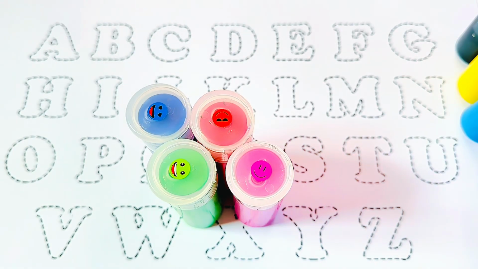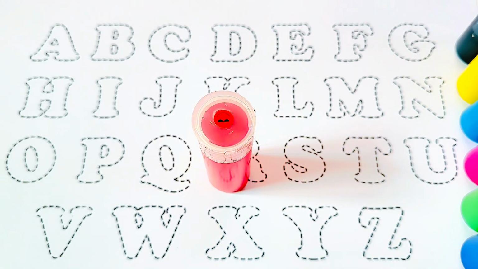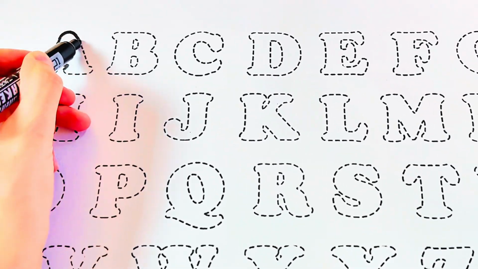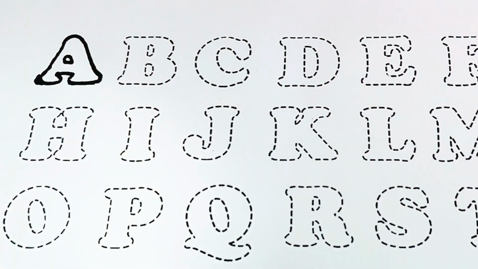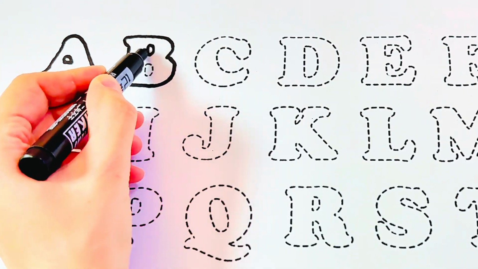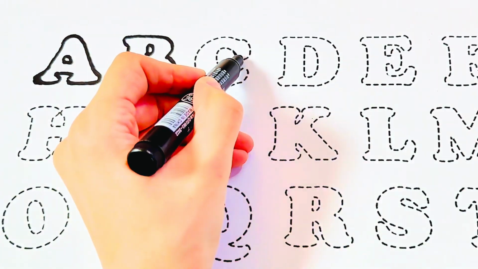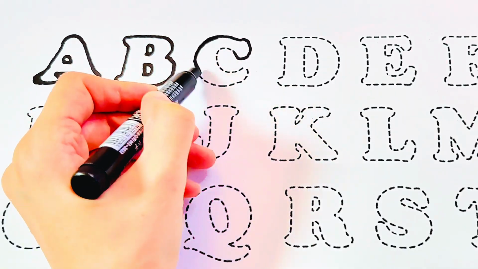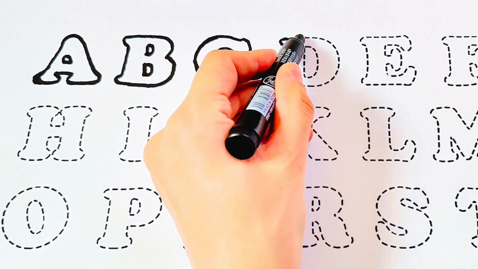A is for apple. Hello, friends! Today we will draw and color the alphabet. A. B is for cat. Cat. C is for dog. Dog. D.